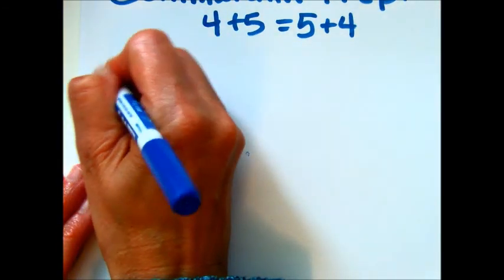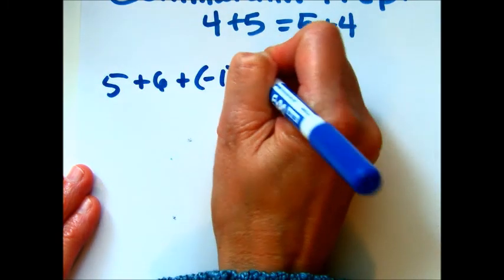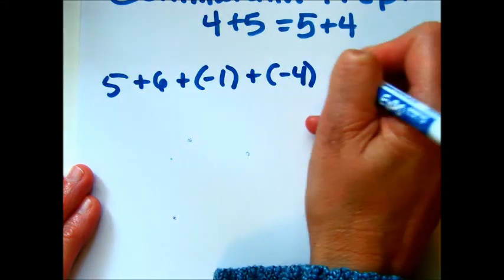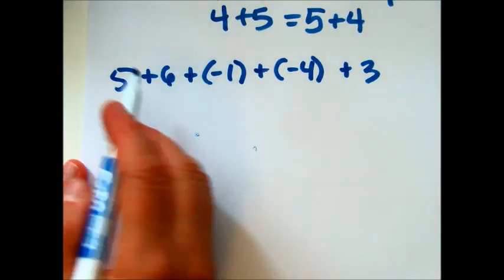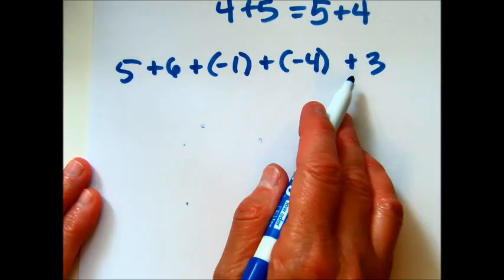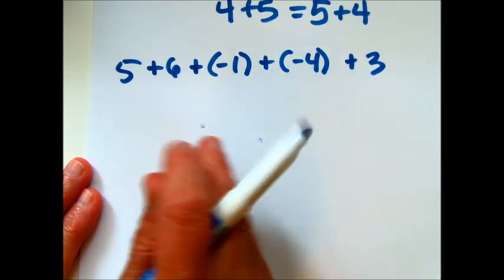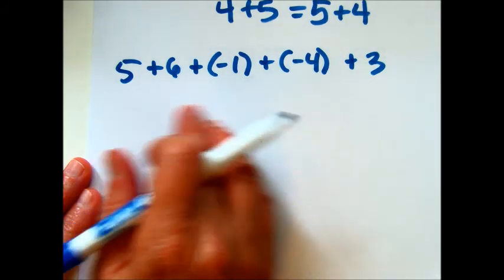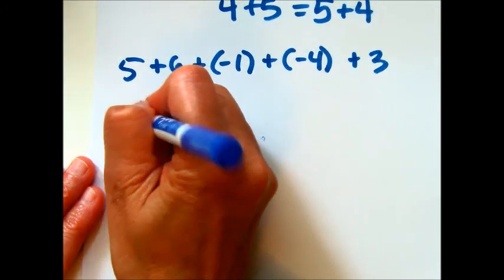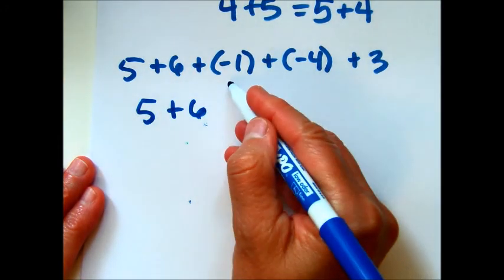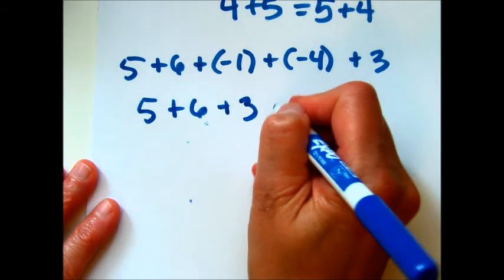Say we have 5 plus 6 plus -1 plus -4 plus 3. Okay? All right. So commutative property says we can change the order of these numbers, and I'm going to say let's put all of our positive numbers together, and then we'll put all of our negative numbers together. So I'm going to put 5 plus 6. I'm going to skip this one and just jump over here to the 3. And now I'm going to add my negatives.